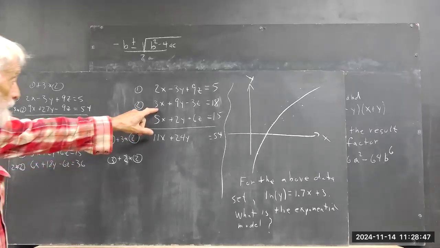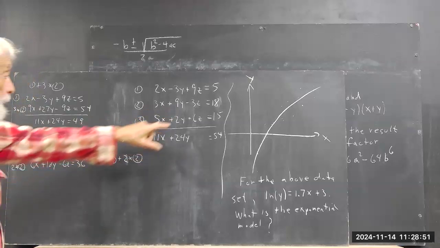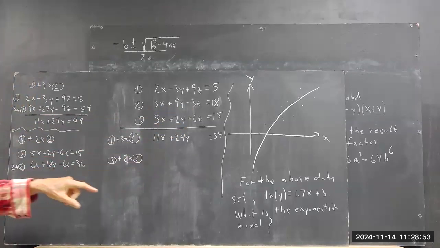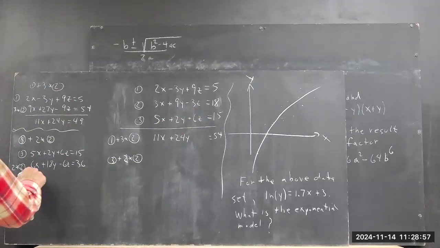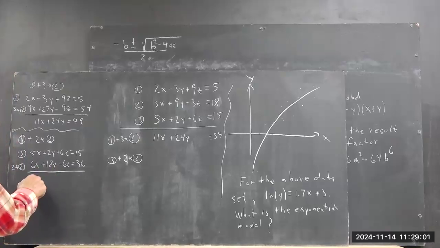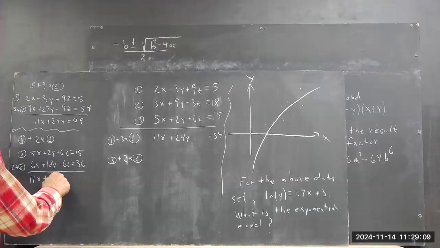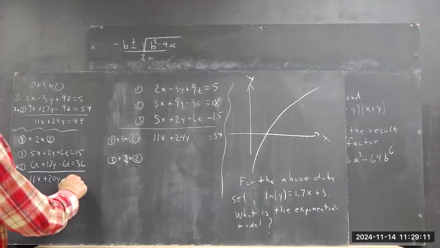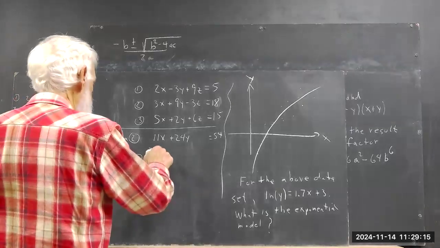Okay, so everything's multiplied by 2. 2 times 3 is 6. 2 times 9 is 18. 2 times -3 is -6. And 2 times 18 is 36. So if I've done my arithmetic correctly, I get another good equation. Well, that's going to be convenient. I've got 11x there. Plus 20y equals 51. So I can write that equation.